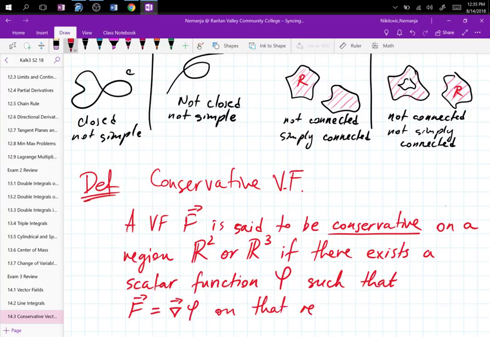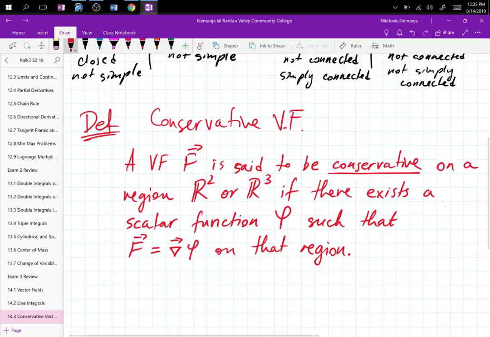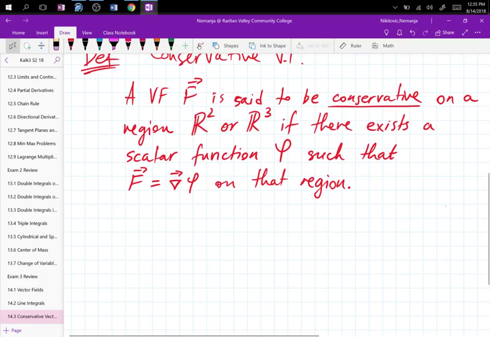on that region. This is something that I mentioned earlier when we talked about, I think last week, vector fields, and I said a vector field is a function with functions inside the vector, and you know that you can get that if you have the derivatives, right? So there it is now. A vector field F is said to be conservative on a region in R2 or R3 if there exists a scalar function phi such that F is equal to the gradient of that phi.